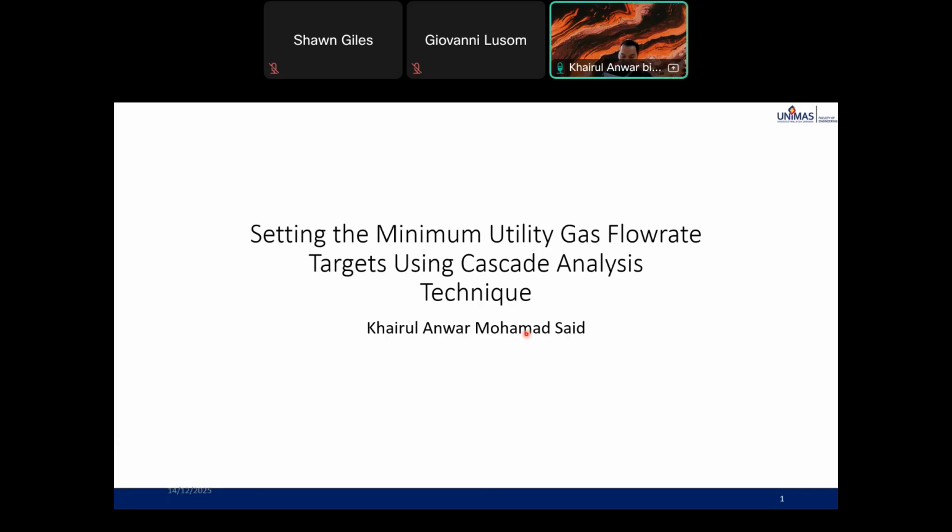So the gas cascade analysis is based on the paper by Professor Dominic Foo. The title of the paper is "Setting the Minimum Utility Gas Flow Rate Targets Using Cascade Analysis Technique." In the paper, there are four examples. We start from the simplest one, nitrogen integration.